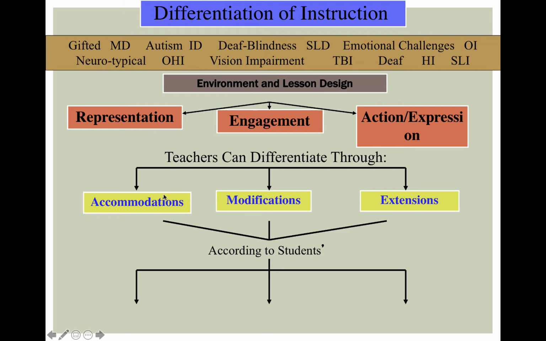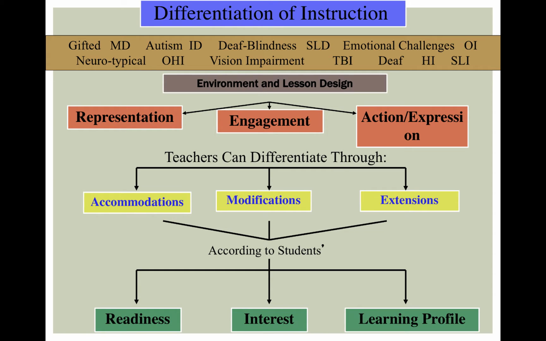Now you provide accommodations, modifications, and extensions based on the students' readiness skills, based on their interest, and based on their learning profile. So remember, all students vary with their learning profile. And so some may have strengths in reading, but not necessarily strengths in writing, or vice versa. So really, that's kind of what's going to lead how we support them.